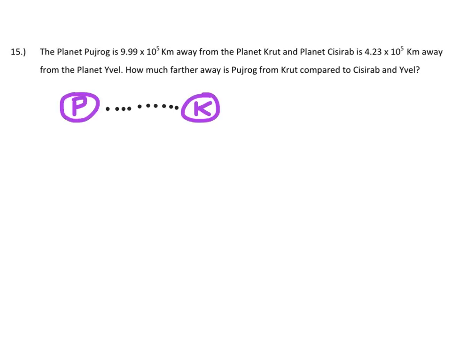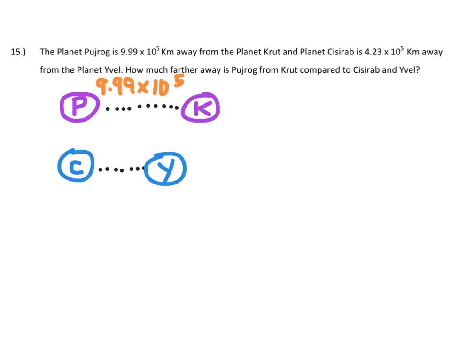Okay, here's my planet Purog and my planet Kroot, and it's 9.99 times 10 to the 5th away. And then here's a little visual of planet Cicerab and planet Yelv, and that distance is 4.23 times 10 to the 5th. Now the question asks, how much farther away is this distance compared to this distance? So to me, how much farther away that is, I'm going to subtract those two to find the difference between them.